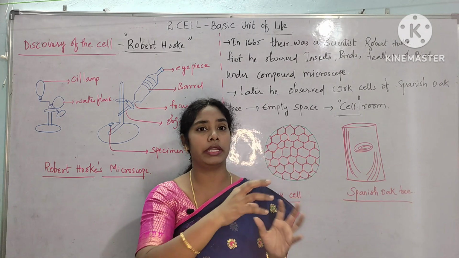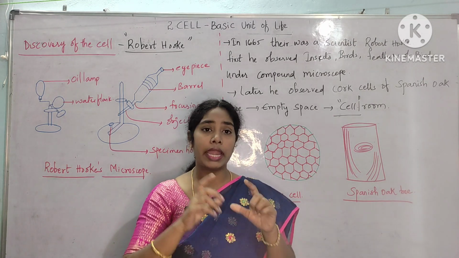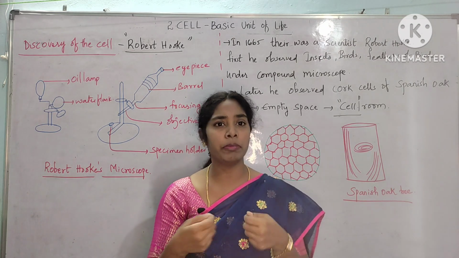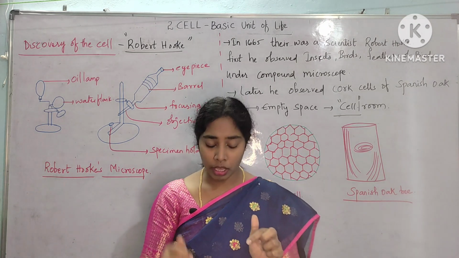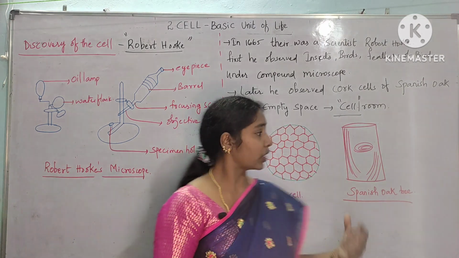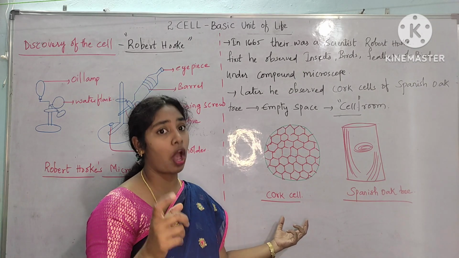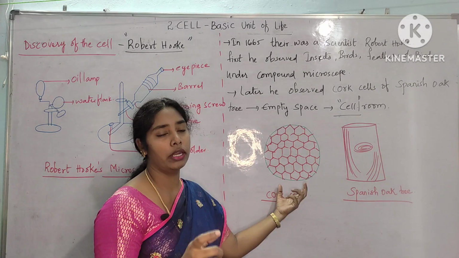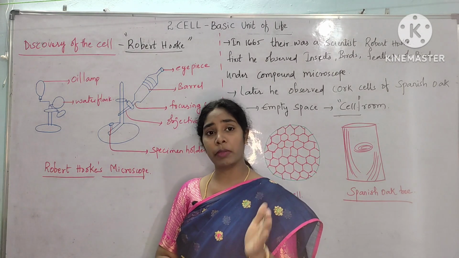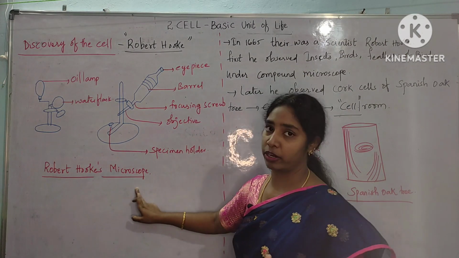In the middle there will be some dense cells; those are called cork cells. He took the cork cells and observed them under his own microscope, a simple microscope which was made by himself. When he observed them, he saw cells like this, like a honeycomb. The microscope which was made by Robert Hooke was this. Okay, Robert Hooke's microscope.